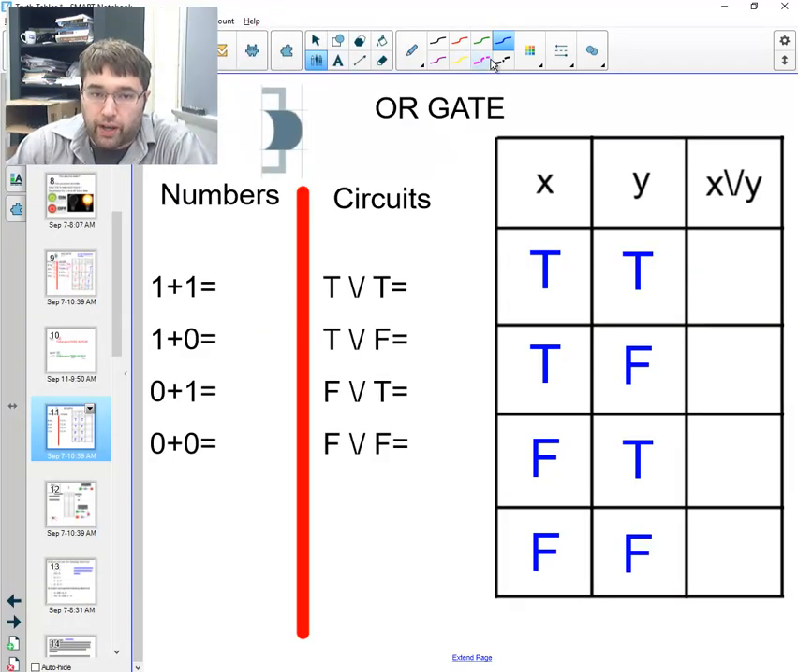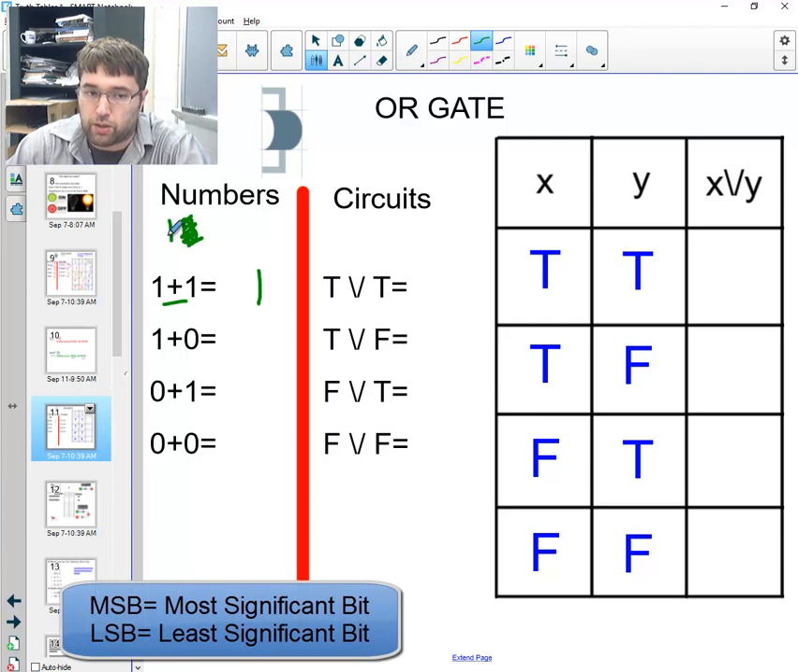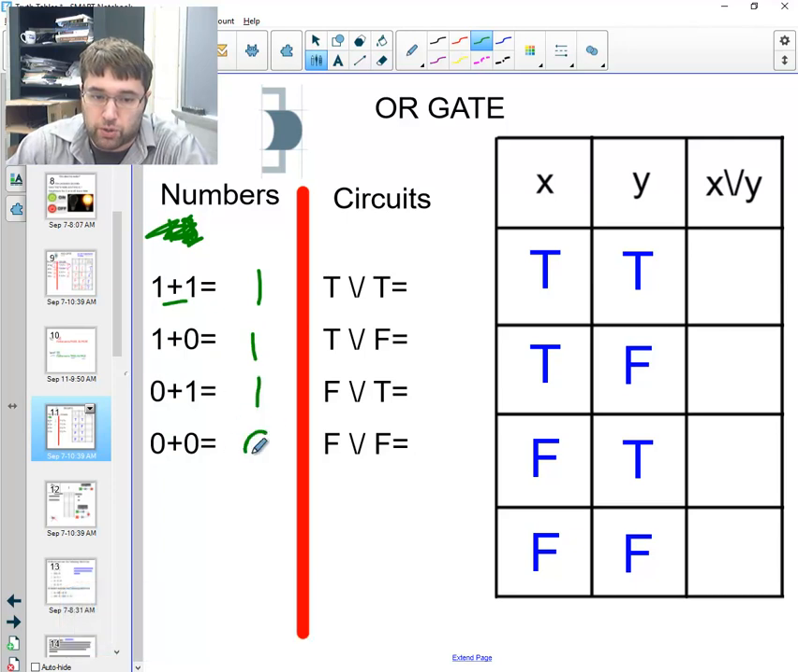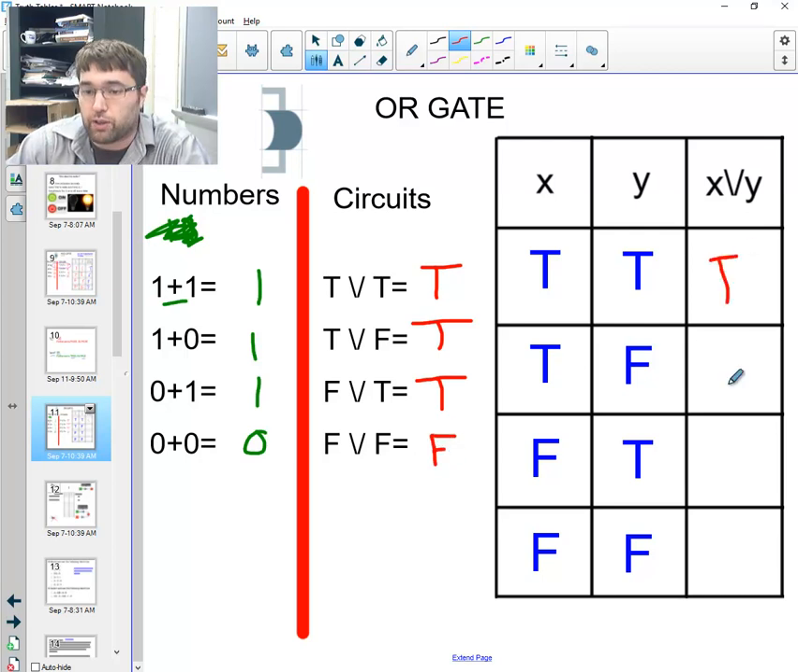Next one is the OR gate. Realize the OR gate is just like addition. What's 1 plus 1? 1. Weird. But technically it's 10. We're just not looking at the 0. We're just looking at the MSB. But just assume that it's 1. 1 plus 0 is 1. 0 plus 1 is 1. 0 plus 0 is 0. Just like true or true is true, true or false is true, false or true is true, and false or false is still false. So we just fill in a table.